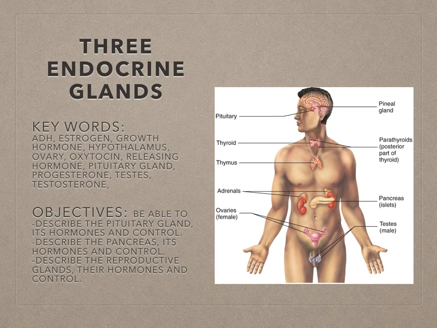All right, this slideshow is the second on chapter 13, and we're going to focus on three endocrine glands. These are three examples of endocrine glands, some more important than the others, but together we're going to talk about the hormones that they secrete and the activities they control and how the glands themselves are controlled.